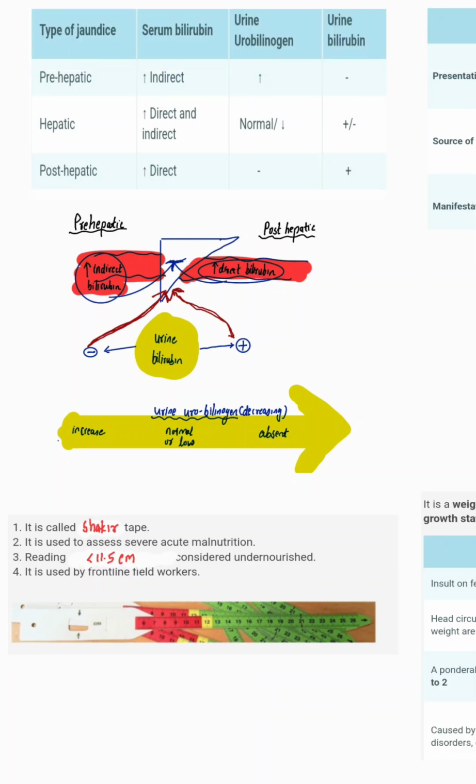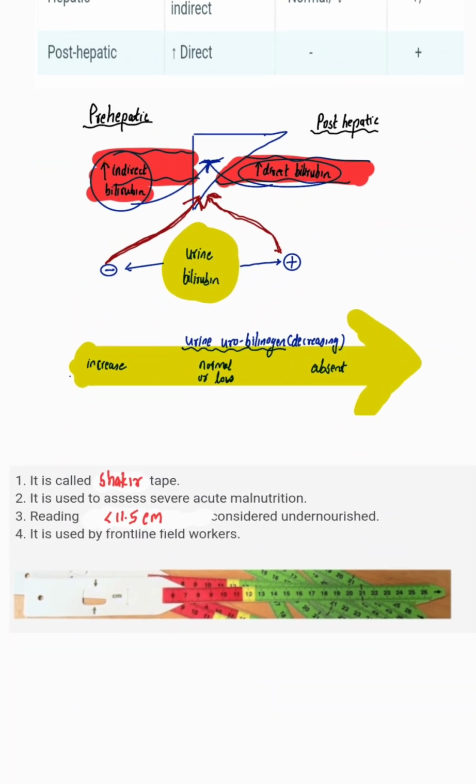Now see this diagram. It is basically a MUAC tape. It is used to measure a severe acute malnutrition child. If the value is less than 11.5 centimeters, the child is named as an undernourished child. It is used by a frontline field worker, for example, an ASHA worker.